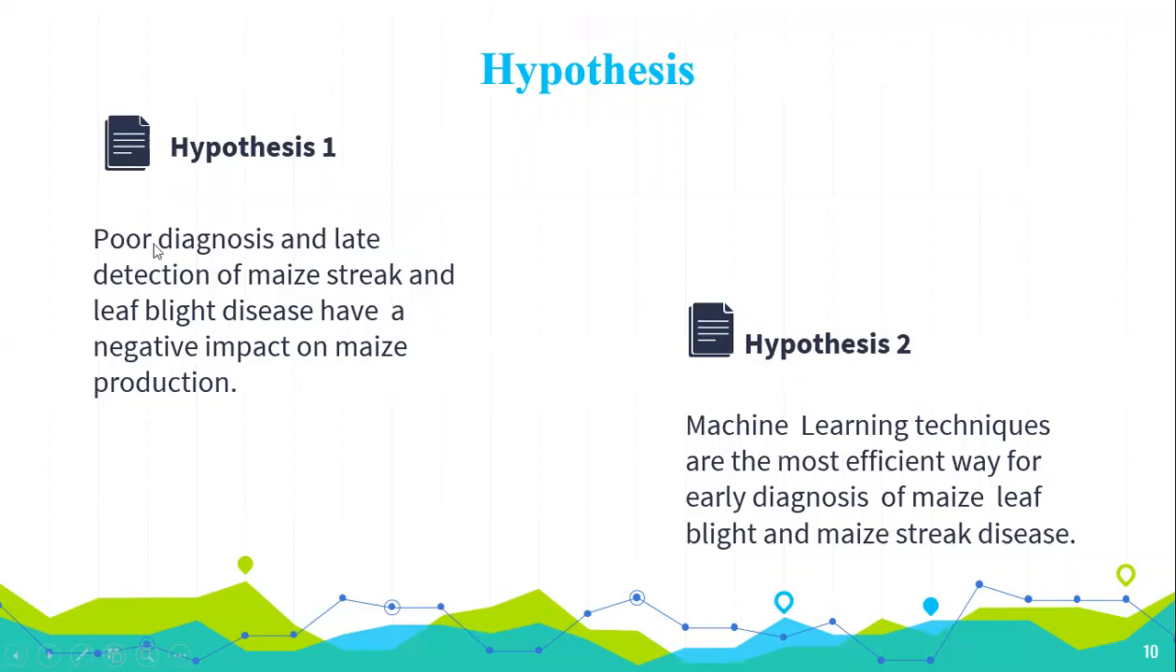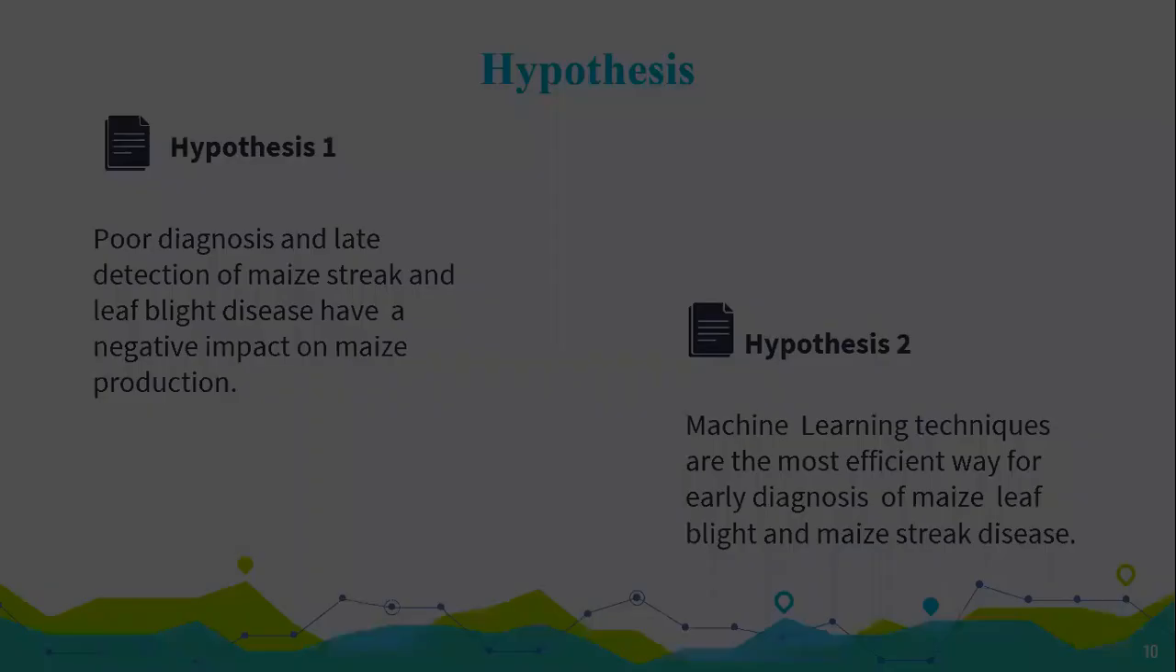Now, the hypothesis, we have two hypotheses. The first one is that poor diagnosis and late detection of maize streak and leaf blight disease have a negative impact on maize production. Of course, this has been proven. And the second hypothesis is that machine learning techniques are the most efficient way for the early diagnosis of maize leaf and maize streak diseases. And this is what we want to prove.